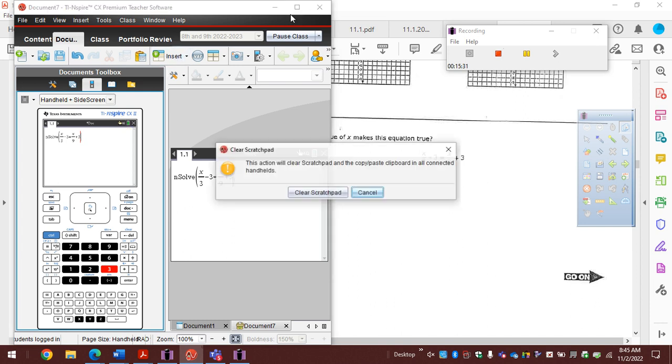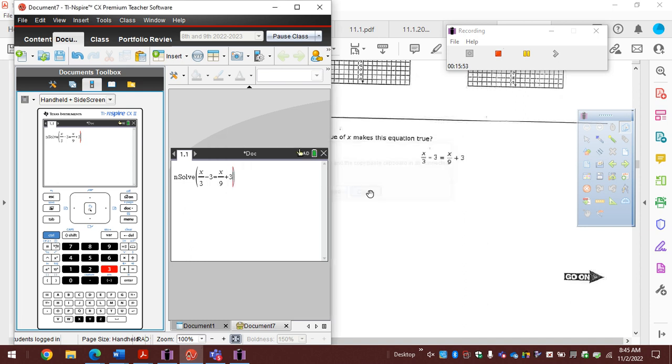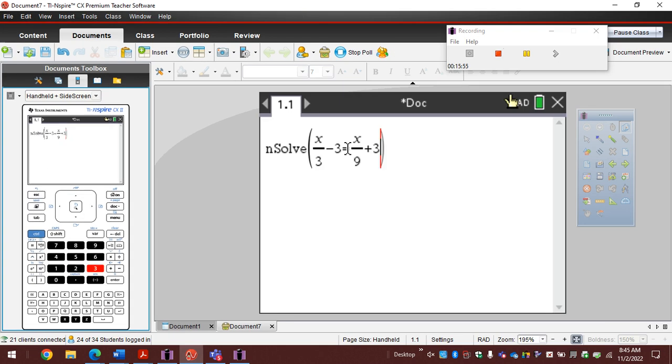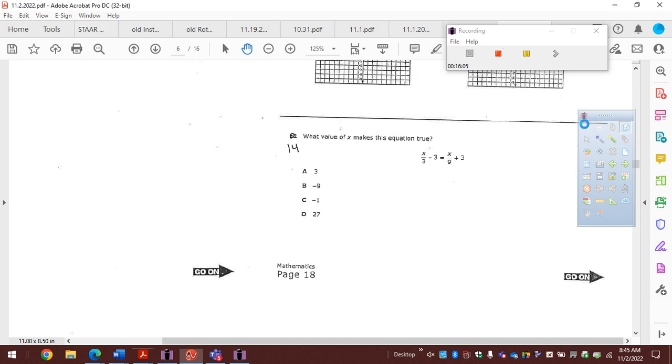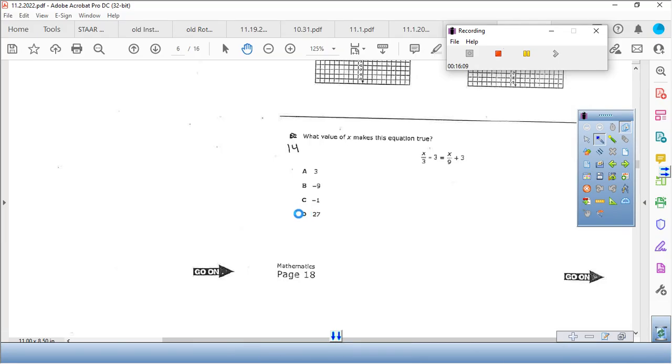So let me zoom into that, and if I zoom into that, guys, then you want to put comma x. All right, make sure it looks like this, and then press enter, and there's your answer, 27. So go here, look for 27, and there it is, 27. Now that one goes menu 3-1. Okay, that's end solve.